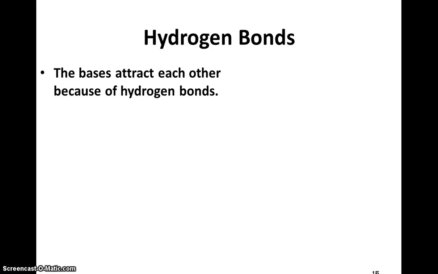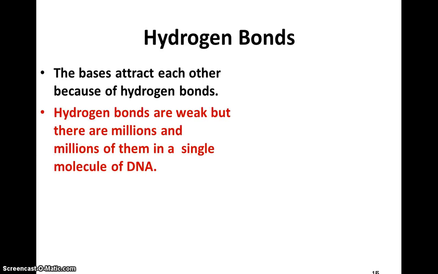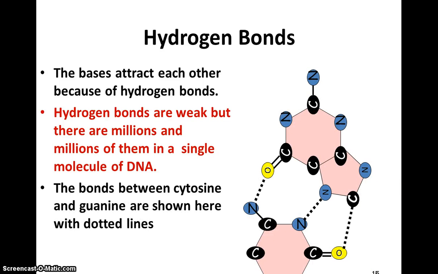So the bases, as it turns out, are actually attracted to each other, and this is going to be due to hydrogen bonding. So hydrogen bonds, we haven't talked about them in a long time, but they're very weak bonds. By themselves, they don't do very much, because there are millions of nucleotides in a strand of DNA. There ends up being millions and millions and millions of these weak hydrogen bonds in one single molecule of double-stranded DNA. Overall, this actually leads to a very stable, strong molecule.